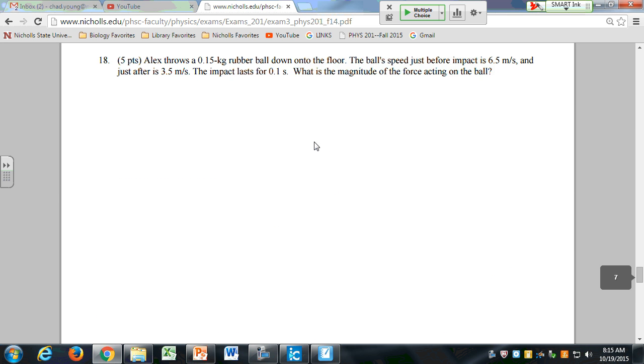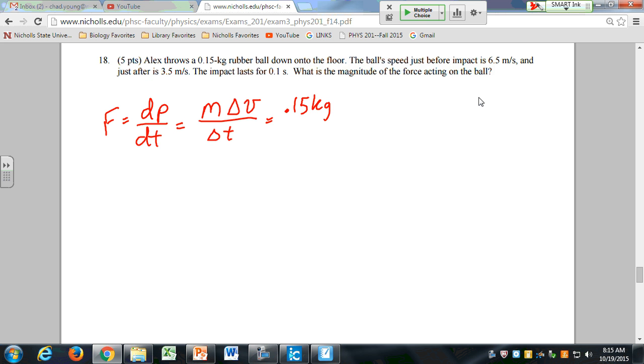You probably have one like this. I'm not sure yet, but this is applying Newton's second law, F is dP/dt. I want to know the magnitude of the force acting on the ball. dP is the change in momentum, m delta v over delta t. I think this was straight from the homework, actually. Mass is 0.15 kilograms. The ball speed is 6.5 before impact, and after is 3.5.